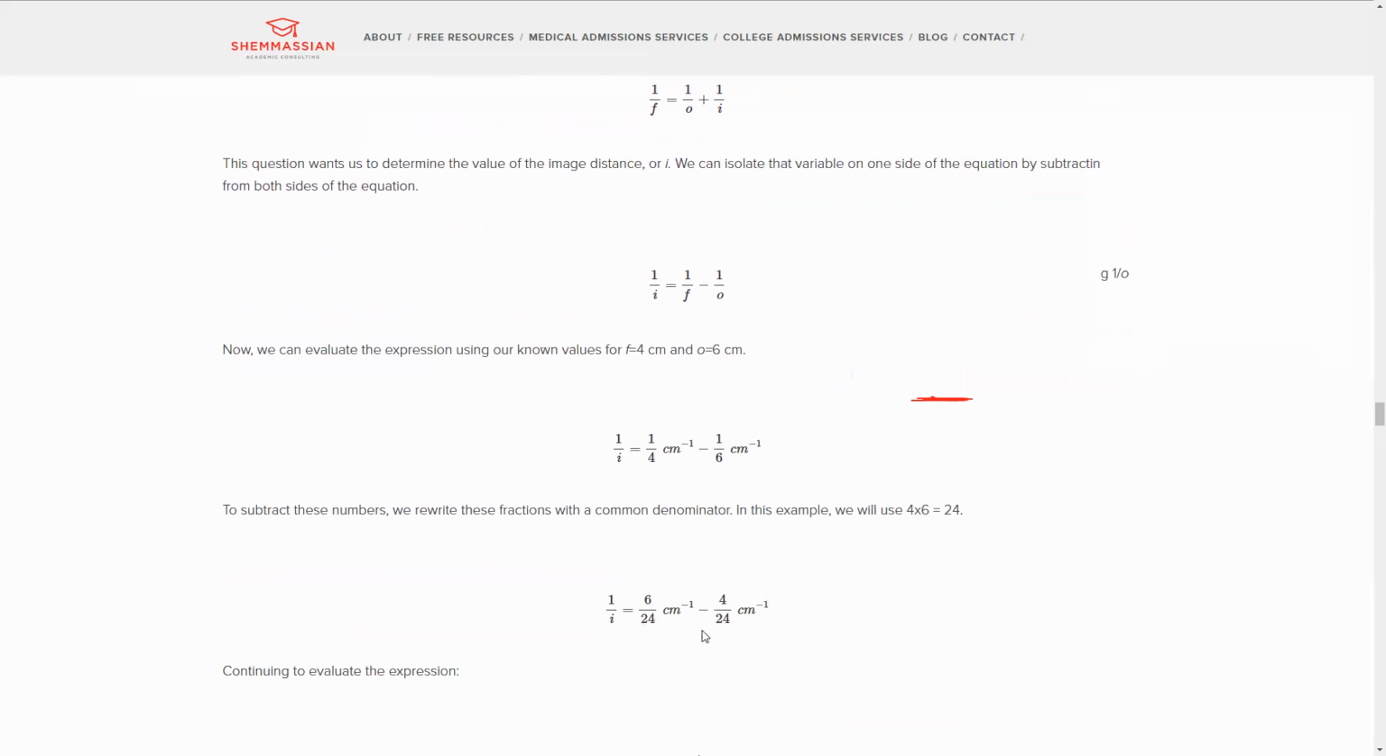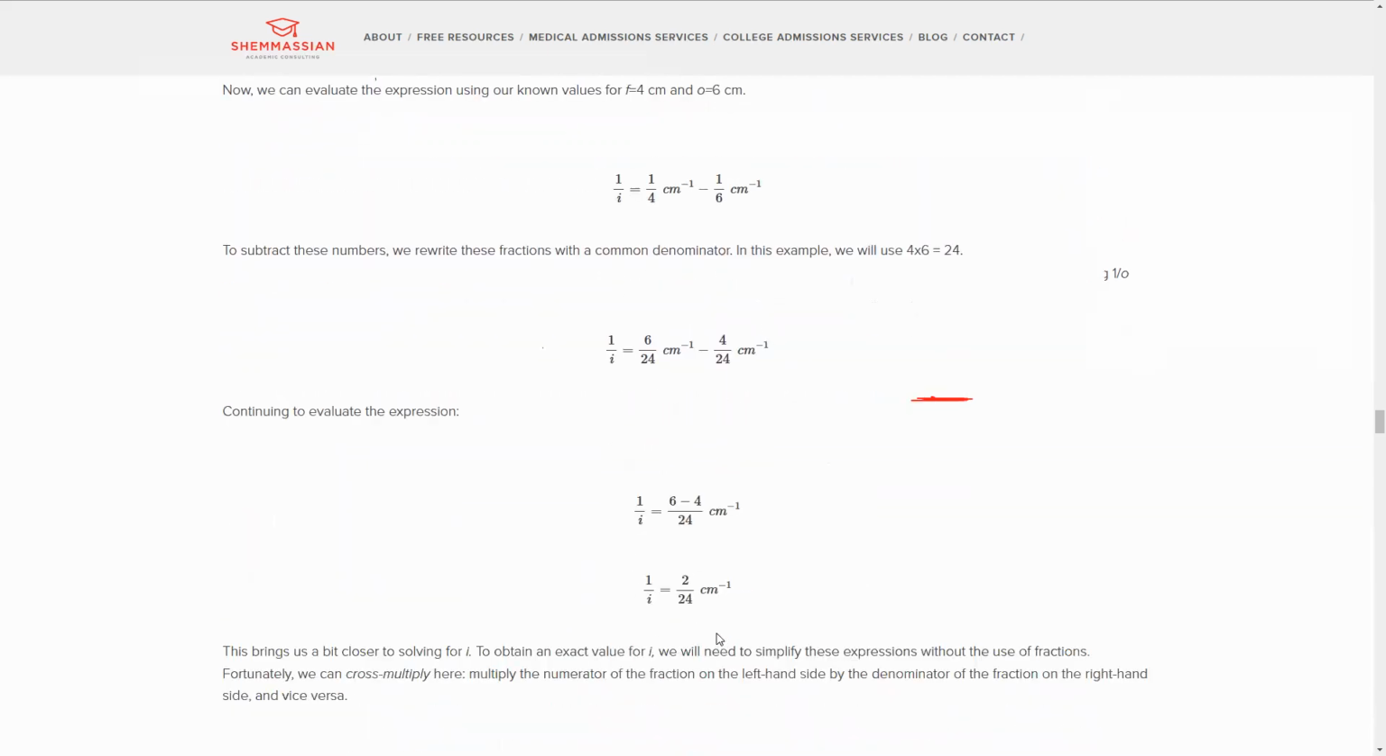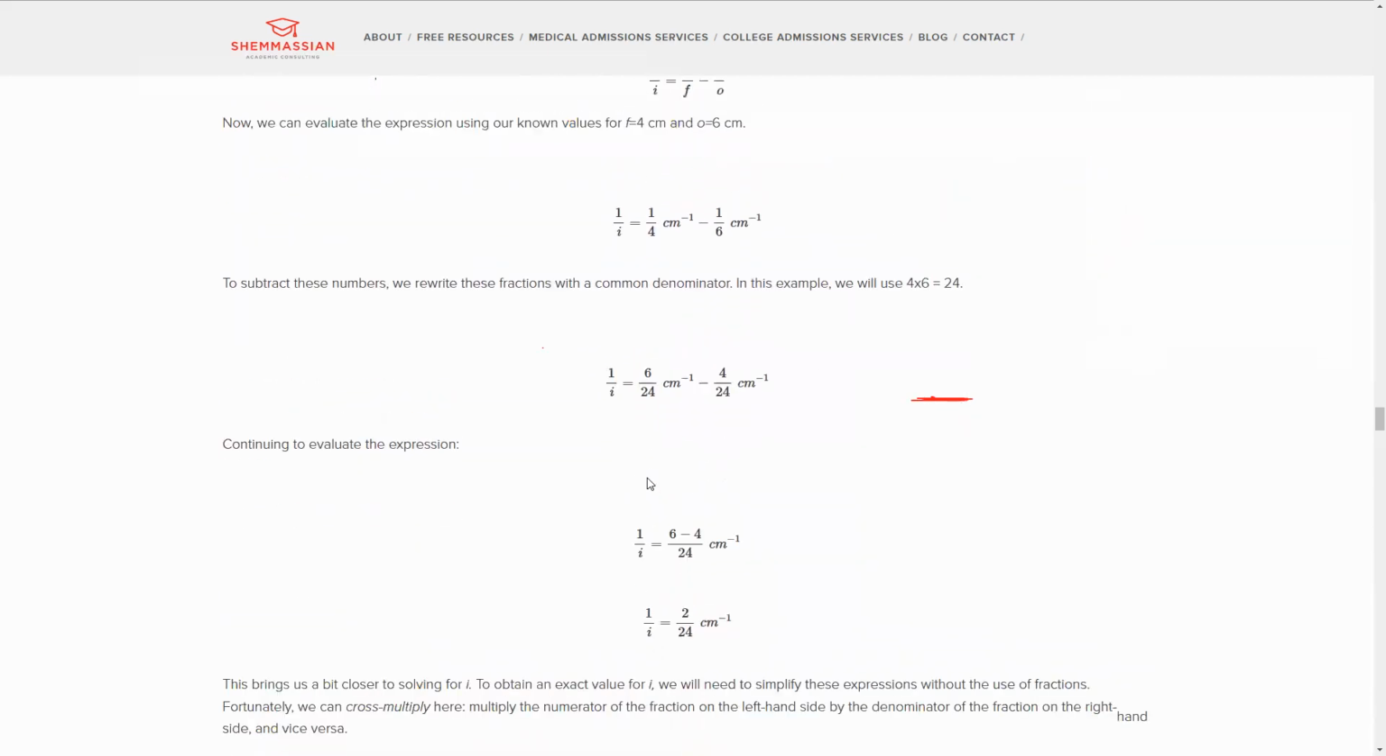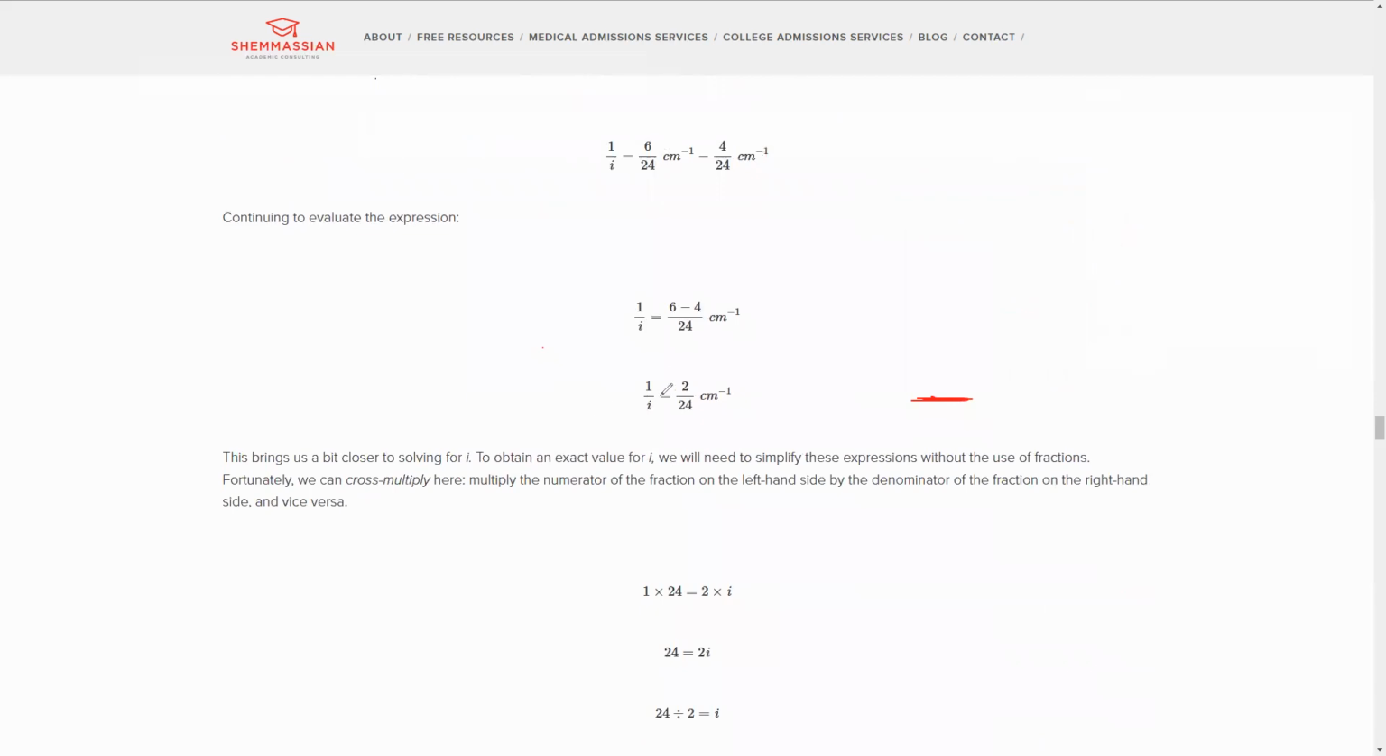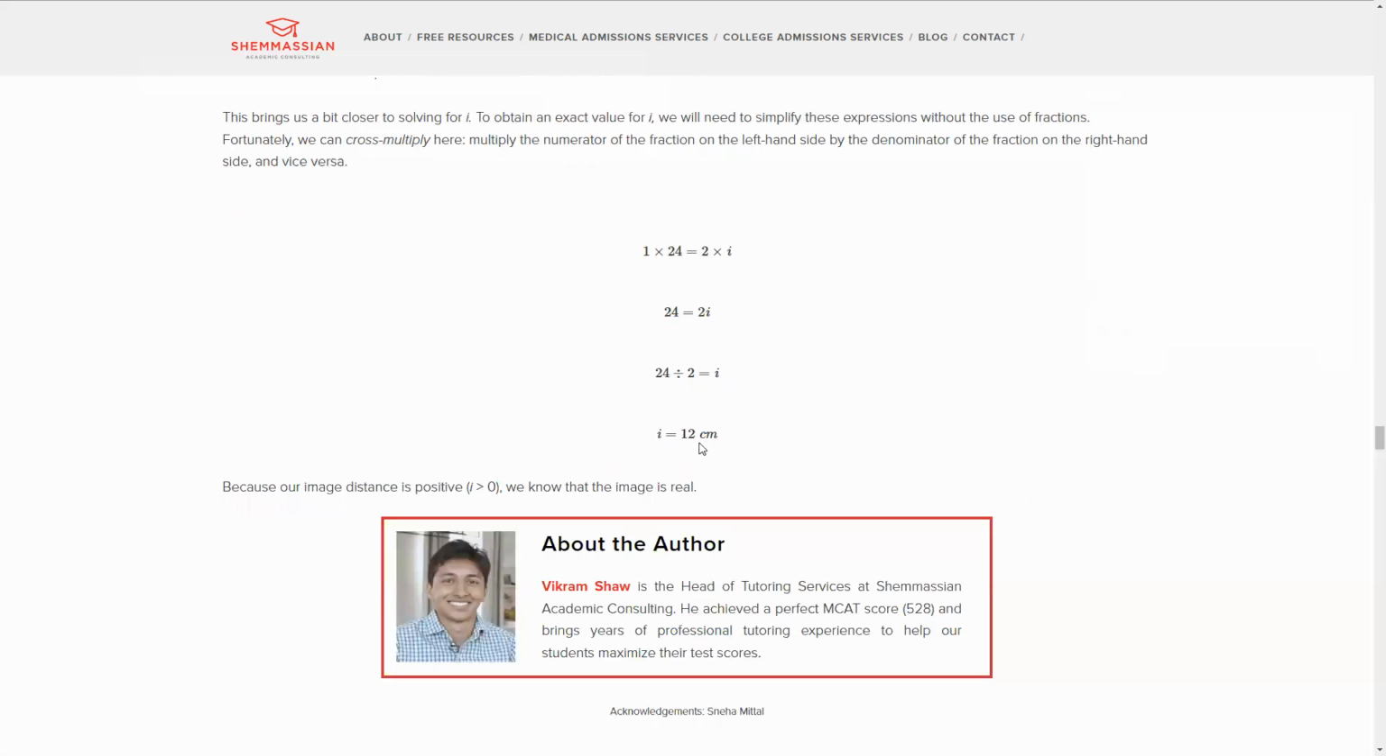And then we have 6 over 24 minus 4 over 24. That's giving us 2 over 24. And then we can cross multiply this. Cross multiplication is going to give us 2i is equal to 1 times 24. And we just divide both sides by 2, and we get that i is equivalent to 12 centimeters. So i is equal to 12 centimeters.